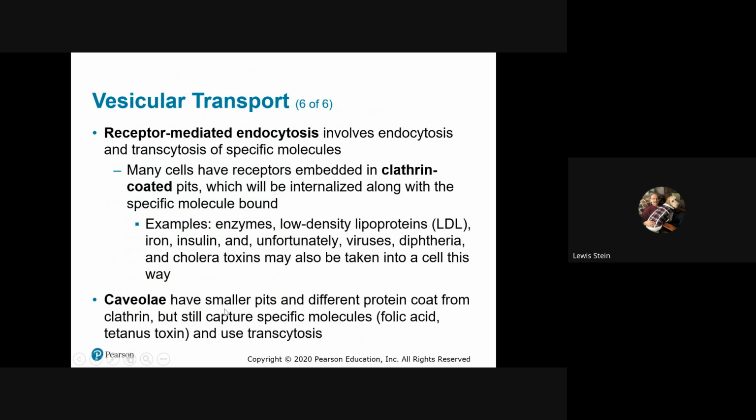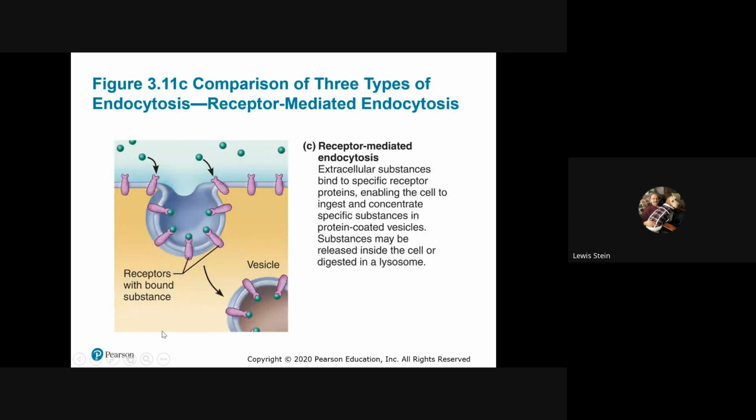Okay. This is called caveolae. It's a fancy name. You don't have to know. It has smaller pits and a different protein coat from clathrin, but still very specific. And you can see tetanus is in there. You can see folic acid, which we have to have to appropriately make DNA and RNA, and tetanus, which will kill you. So here's just a generic example. You don't have to know a lot about those specifics, and it's just for context.